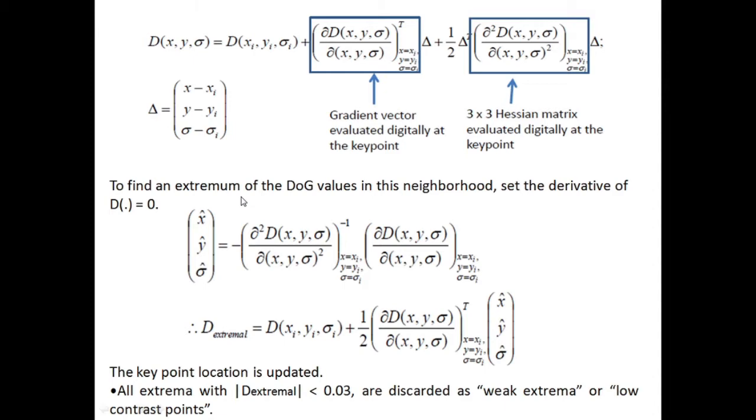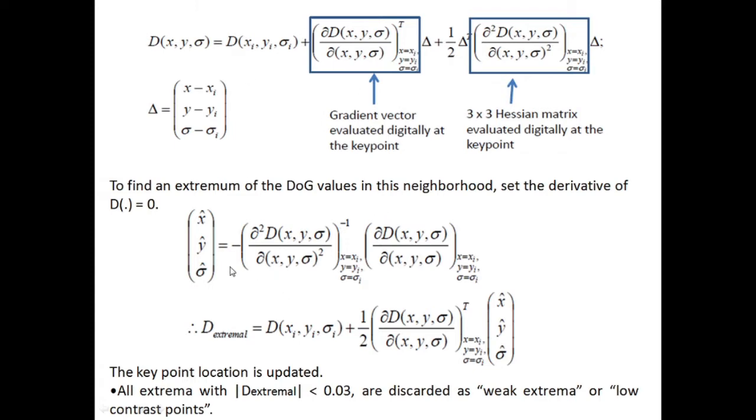So to find an extremum, because I need to get better results, right? In order to find an extremum of the DOG values in this neighborhood, set the derivative of D equal to 0.